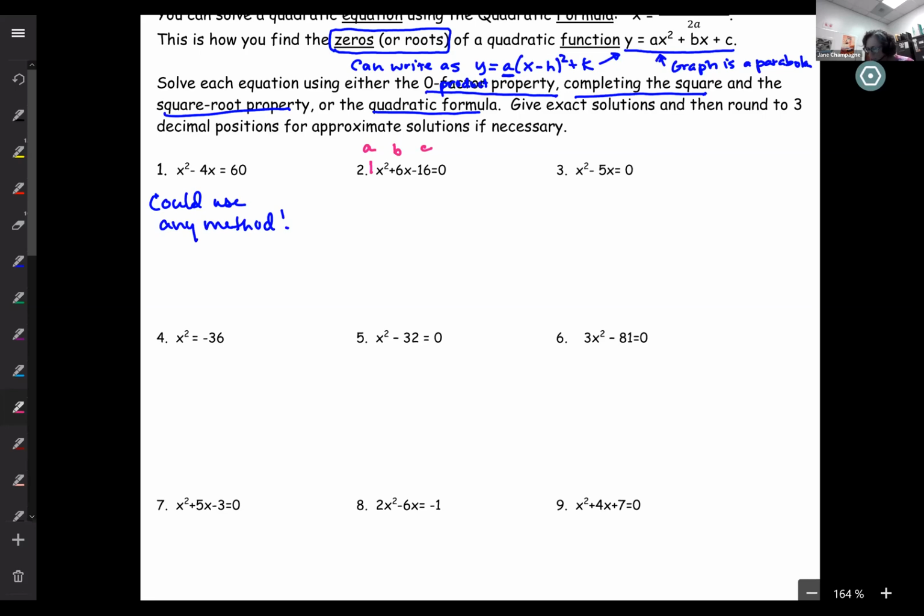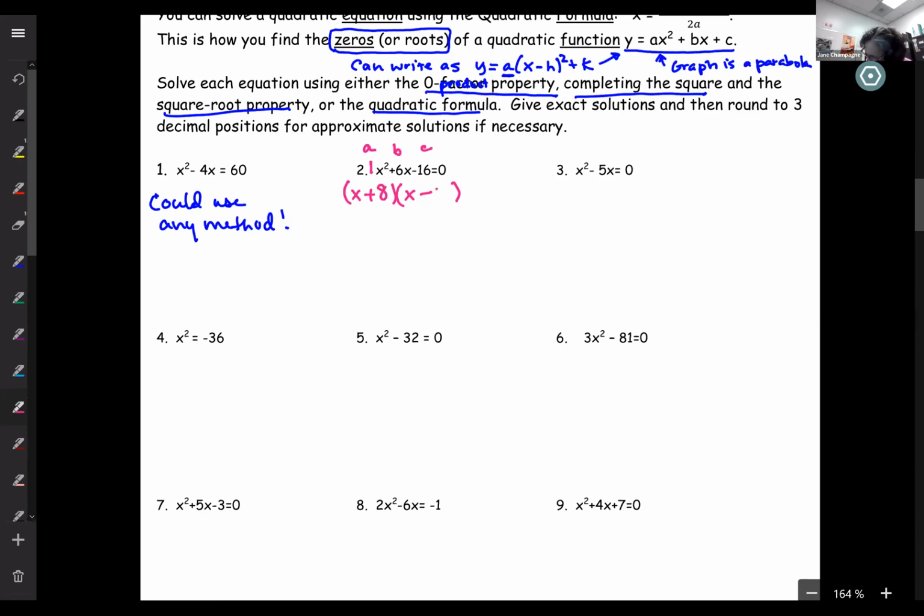This one actually looks like it might factor, but I don't think it does, because you'd have to have x and x. You'd have to have different signs. So you'd have to find two numbers that multiply to give you 16 whose difference is 6. Oh yeah, there are 8 and 2. Okay, never mind. I'm not going to use a quadratic formula on this one.